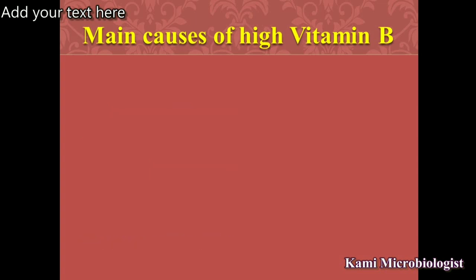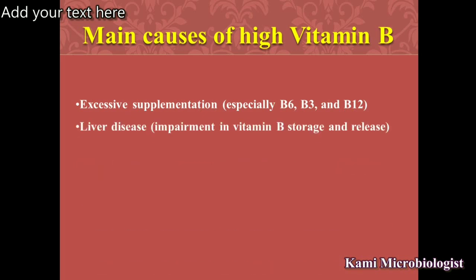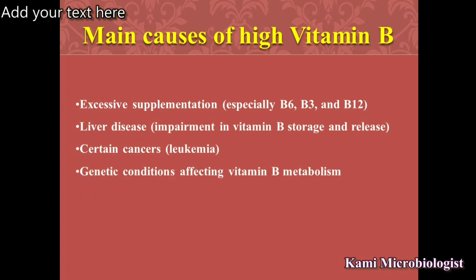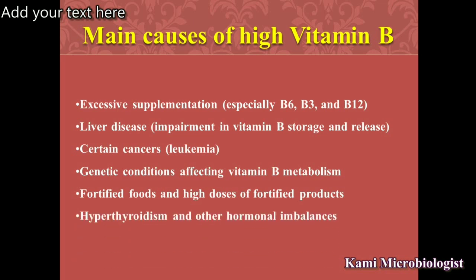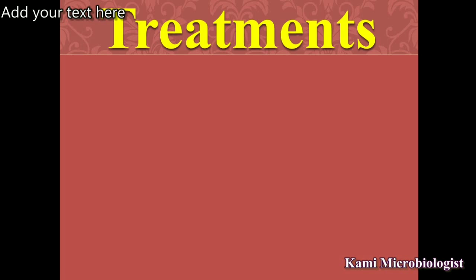Now let's see the main causes of high vitamin B. It is due to excessive supplements of vitamin B6, B3 and B12, liver disease which can impair or disturb vitamin B storage and release, certain cancers like leukemia, genetic conditions also affecting vitamin B metabolism, fortified foods and high doses of fortified products, hyperthyroidism and other hormonal imbalances. So these are the main causes through which the vitamin B level gets high in the body.